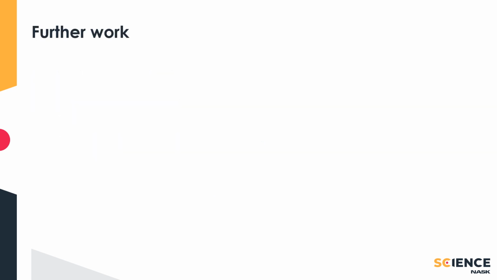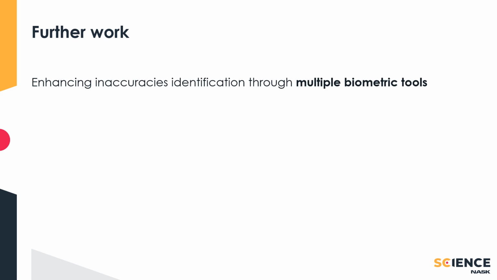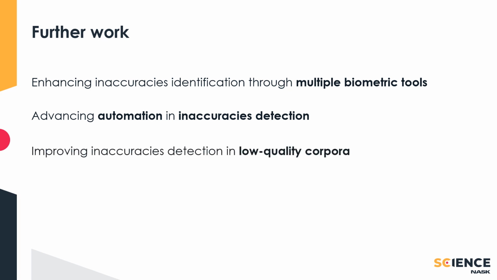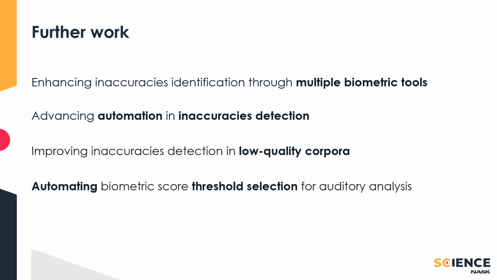The future work may include enhancing inaccuracies identification by using two or even more biometric tools, introducing more automation in inaccuracies detection and correction, improving inaccuracies detection in low-quality corpora, and automating biometric score threshold selection for auditory analysis.